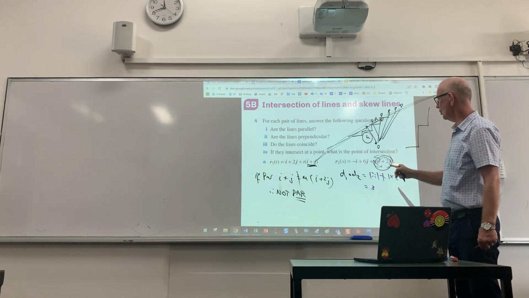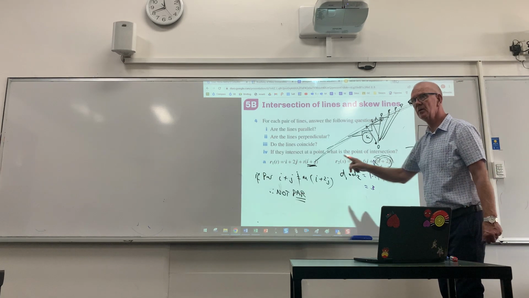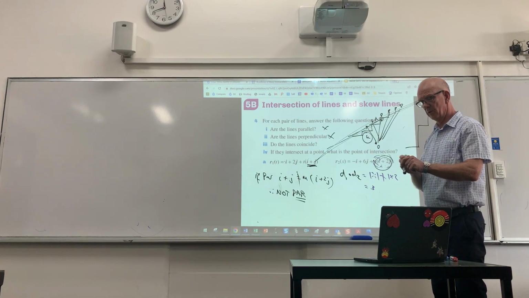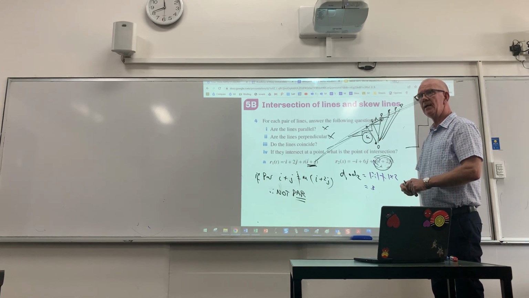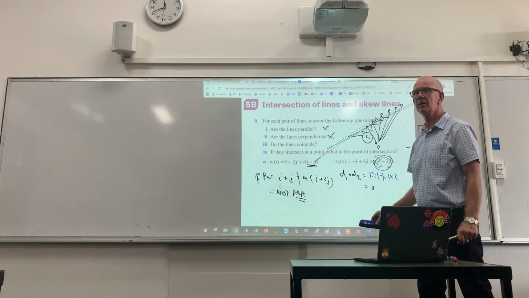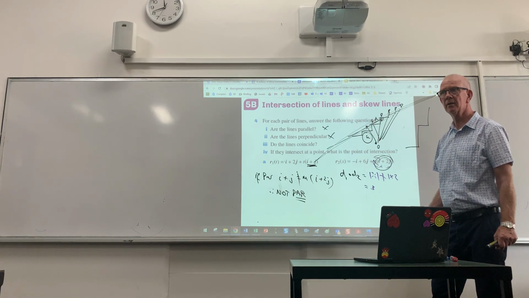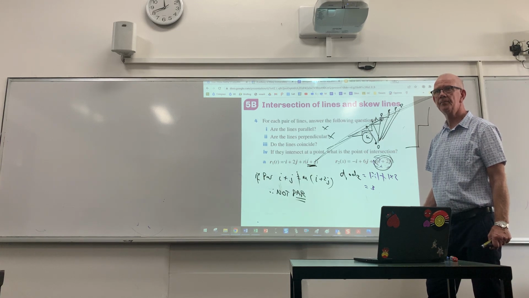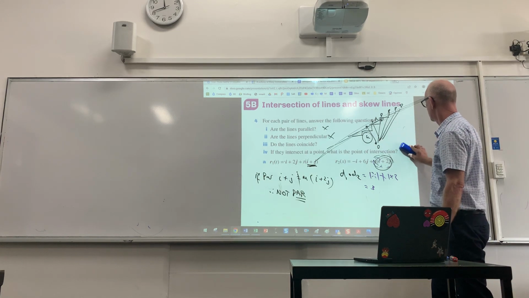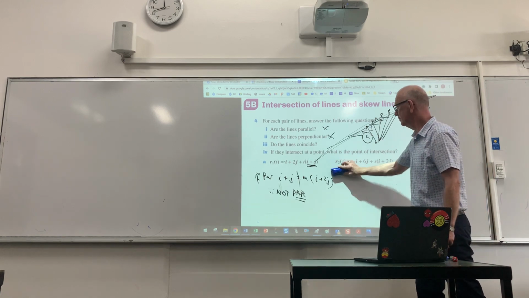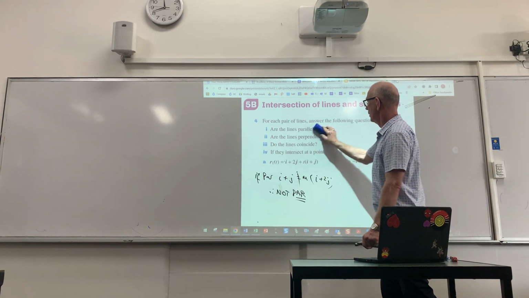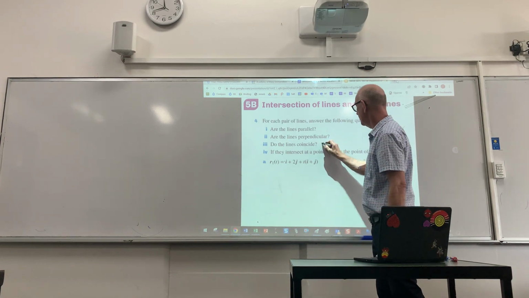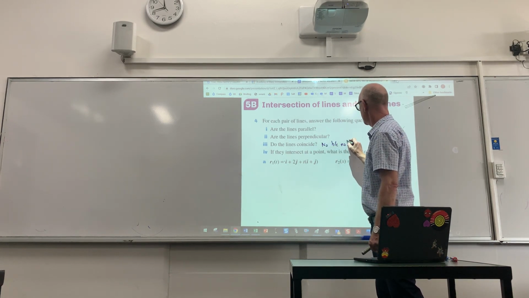If they were perpendicular, their dot products would equal 0, so they're not perpendicular either. Ooh, don't delete it yet. If they are not parallel, can they coincide? No. Wouldn't they have the same direction? They can't. They would have to be parallel. Yeah. So they don't coincide, because they're not parallel.